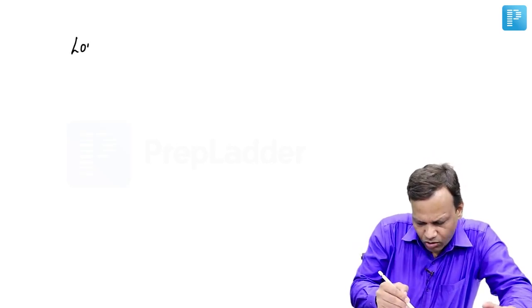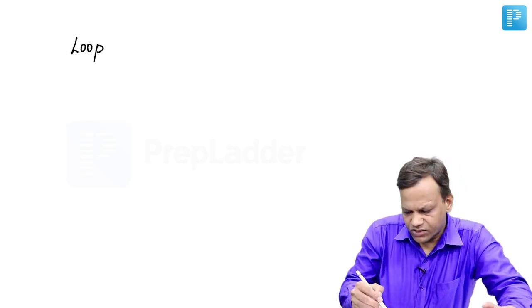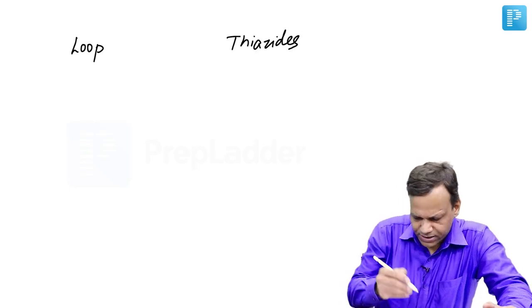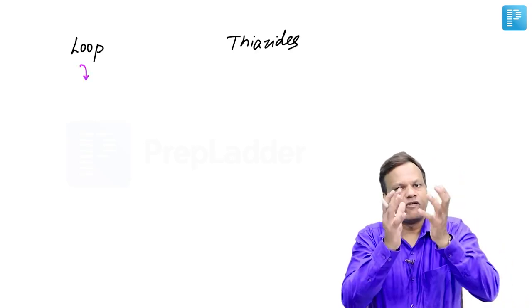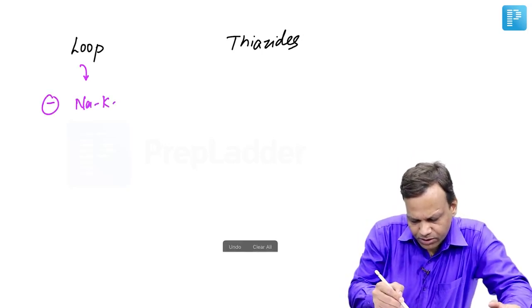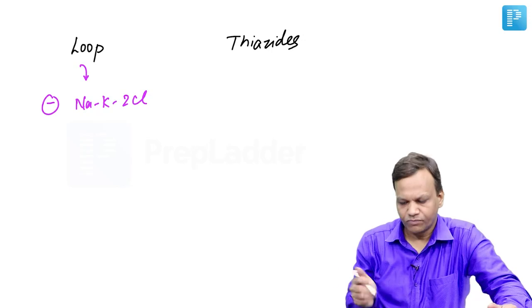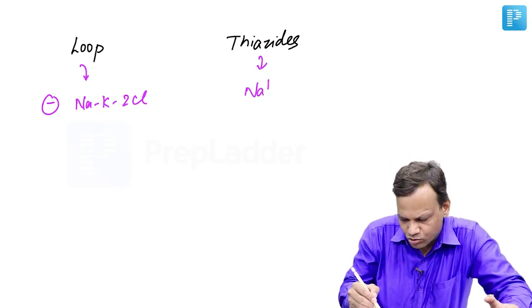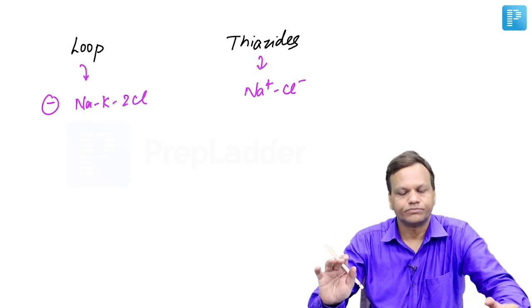The third group of diuretics are called loop diuretics, whereas the fourth are called thiazides. Loop diuretics work on the ascending limb of the loop of Henle, where they inhibit a pump known as the sodium potassium 2 chloride symporter. Whereas thiazides work in the distal tubules and inhibit a pump called the sodium chloride symporter.